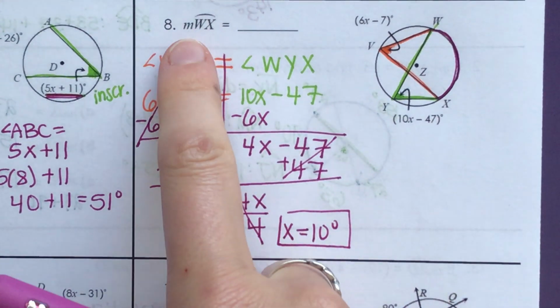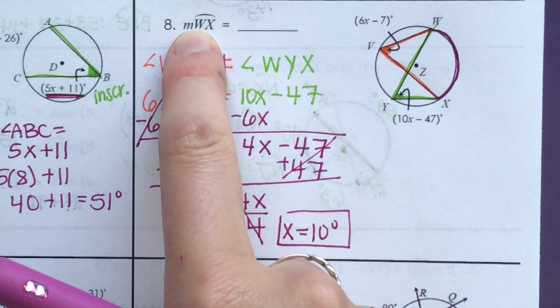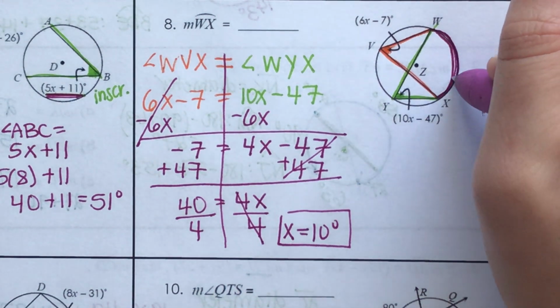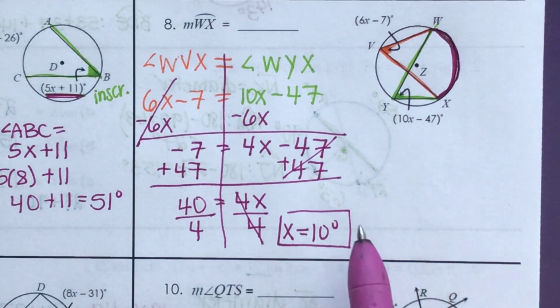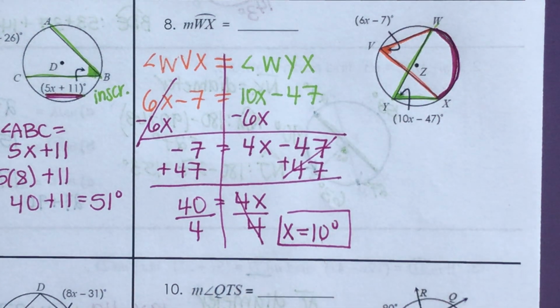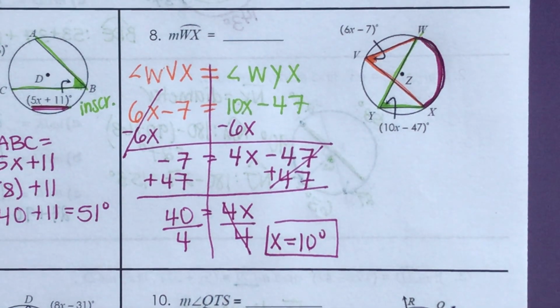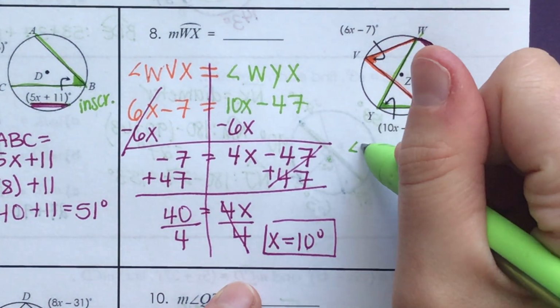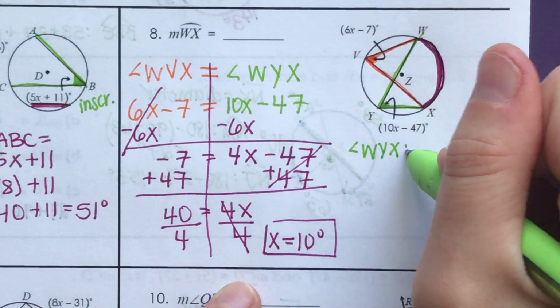However, the problem asks me for the arc measure of WX. I want to know what this piece is in purple right here. So I'm going to take this 10 and I'm going to plug it into one of these equations. Now it doesn't matter which one I plug it into because they're both exactly the same. So I'm going to plug it into angle WYX.